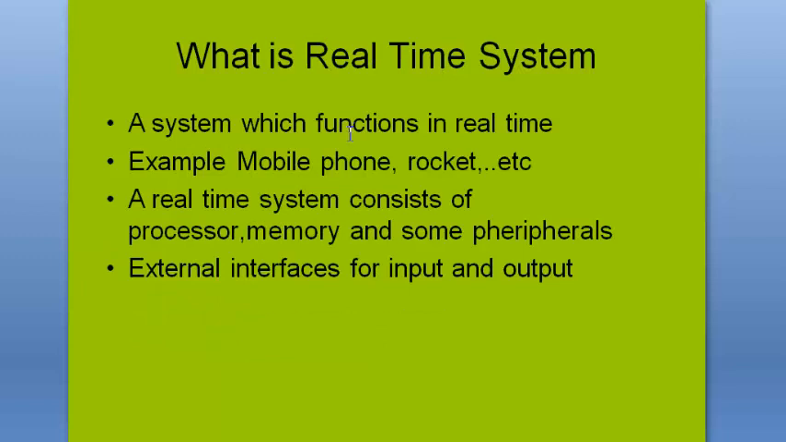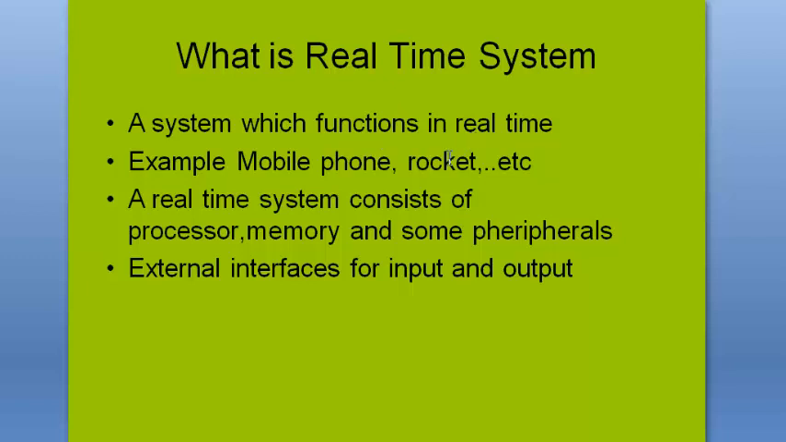What is a real-time system? A system which operates in real time. Example, in a mobile phone, when you make a voice call, the voice is processed in real time, compressed, encoded, and sent over the air to the other mobile in real time. Another example is the software running in a rocket. It has to do some real-time monitoring and controlling operation.